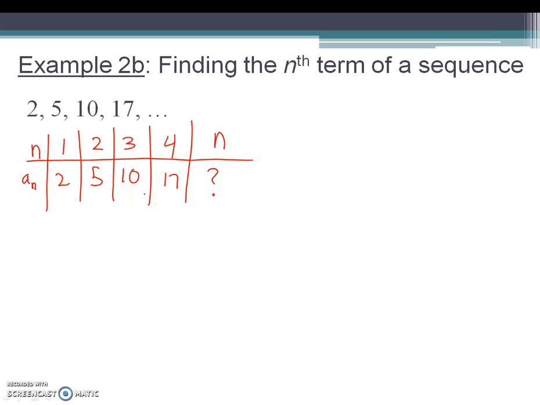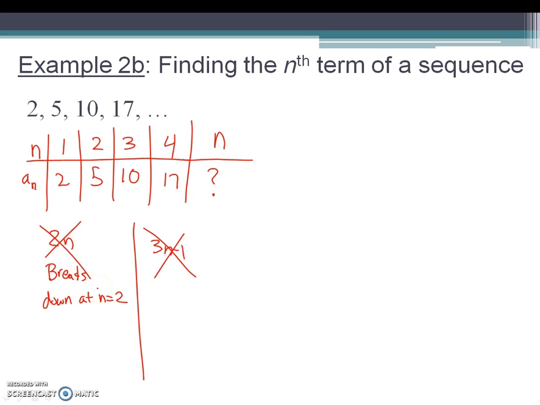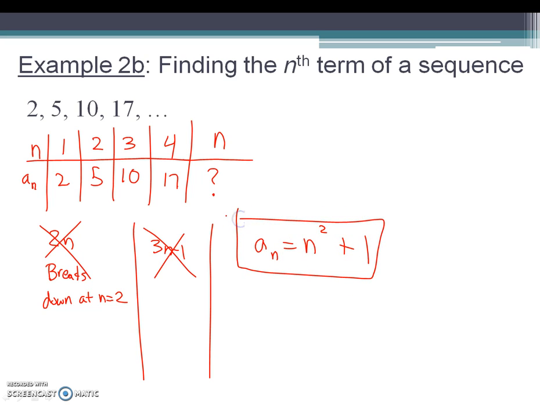This seems to be 1 bigger than a perfect square. Because 1 squared plus 1, 2 squared plus 1, 3 squared plus 1, and that will hopefully lead it. You need to know your perfect squares. So what the big thing is, it can't be 2n because it breaks down. It can't be 3n minus 1 because that breaks down. So you can just guess and check in this particular instance until you get to a sub n equals n squared plus 1. And that will be the rule that applies for all of these cases.